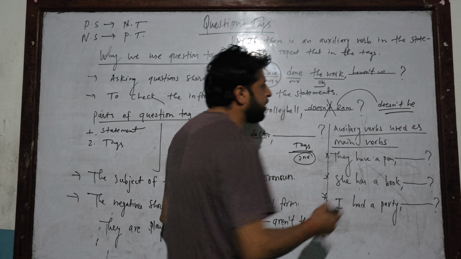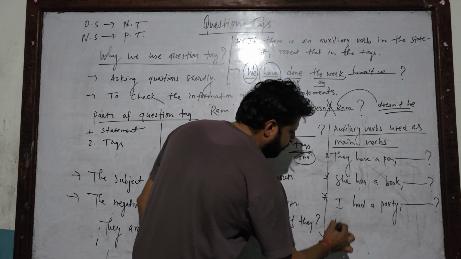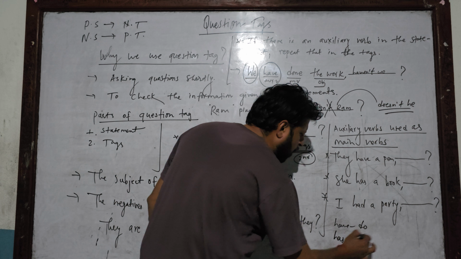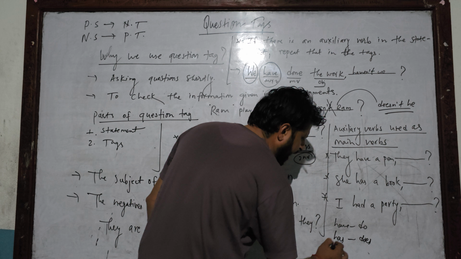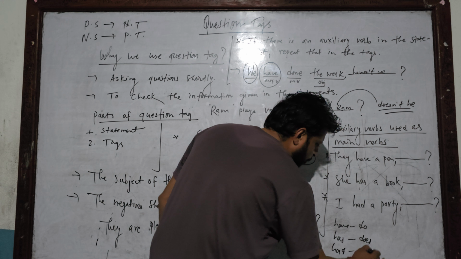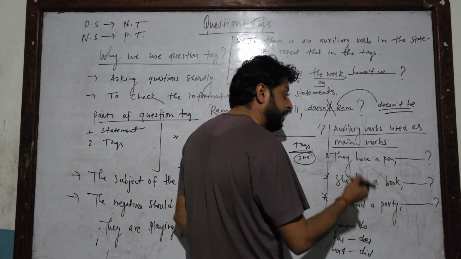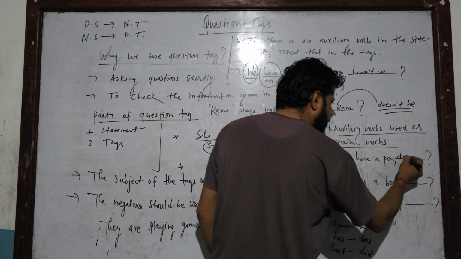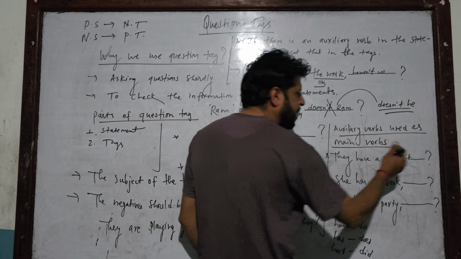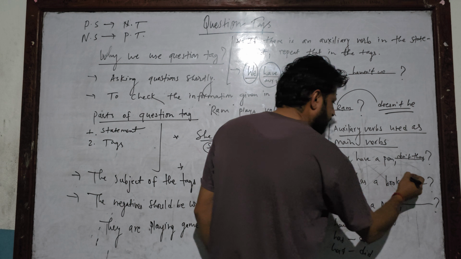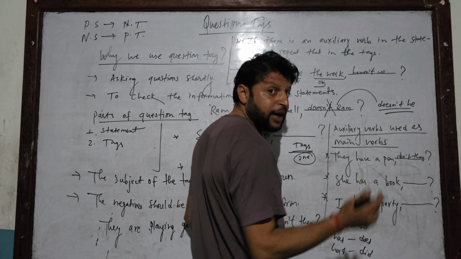So whenever there comes have, we write do. Whenever there comes has, we write does. And whenever there comes had, we write what? Did. Okay? So let's see here. They have a pen. So what we write is don't. This is a positive statement. Make tag what? Negative. Don't they? She has a book. So we don't write hasn't. What do we write?